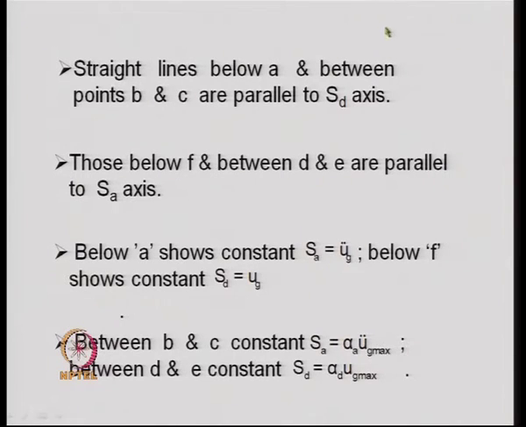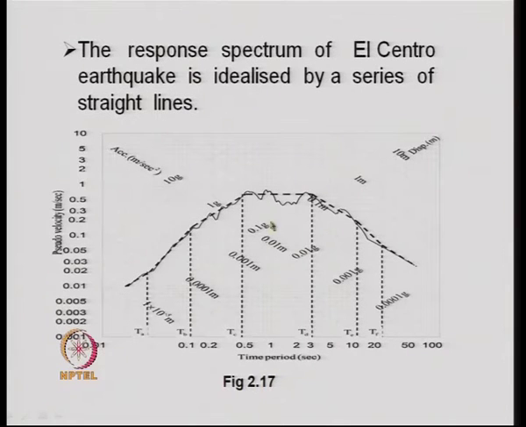In between B and C, constant SA is equal to alpha times u double dot g max, and between D and E the SD is equal to alpha D times u g max. That is this one, this line and this line.